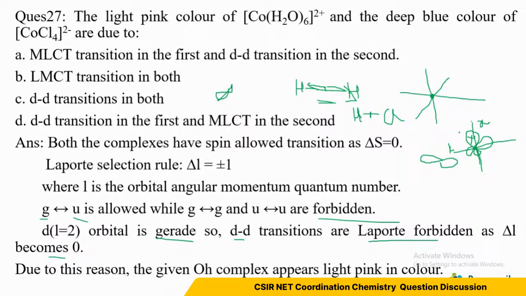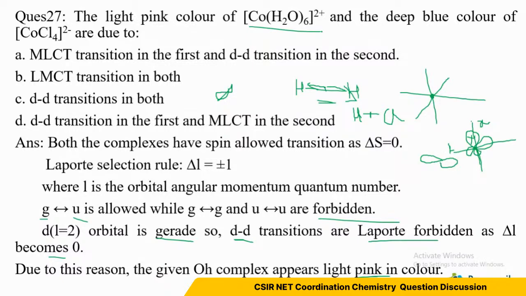You have to understand this center of inversion concept. Then on that basis we can say that it is gerade or ungerade, right? So d-d transitions are Laporte forbidden as delta l becomes 0. It will be gerade to gerade. So due to this reason, the given octahedral complex appears light pink in color. The color is light. And the epsilon value, the molar extinction coefficient that we talk about in the absorbance term, absorbance is equal to epsilon cl, right? So the epsilon value will be low for this complex, cobalt H2O 6.